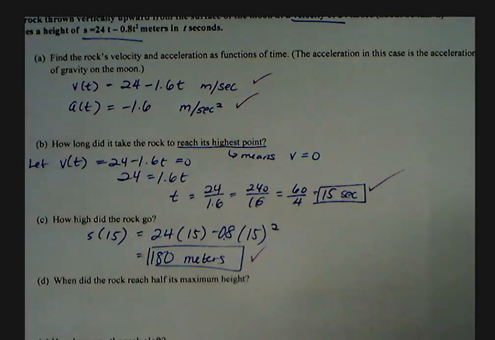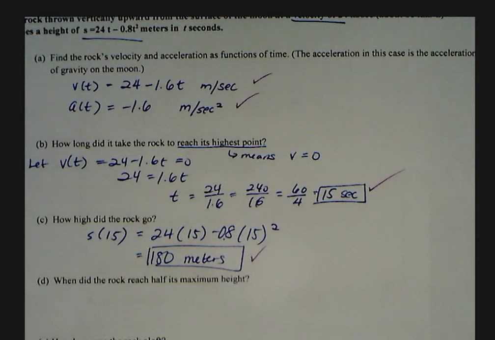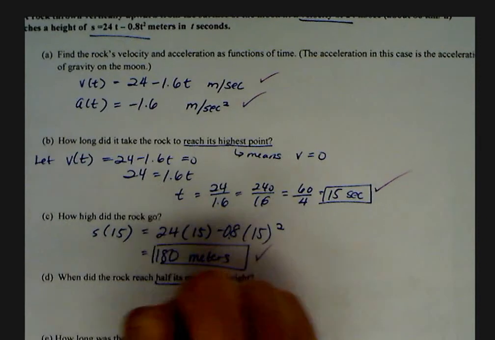When did the rock reach half of its maximum height? Okay, what was its maximum height? 180. The maximum height was 180, right? So what is half of its maximum height? So then you set position equal to 90. Miss, can you use the quadratic formula?